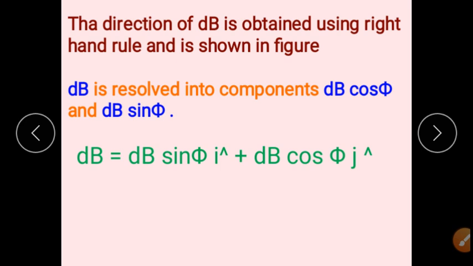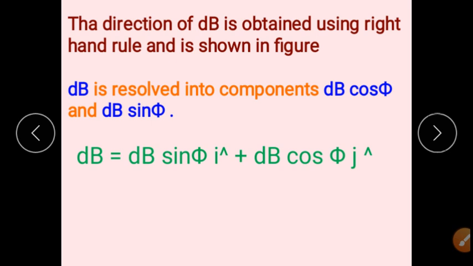We have seen the direction and we have explained everything there. dB is resolved into two components, dB cos phi and dB sin phi. Therefore, we can write dB is equal to dB sin phi i cap plus dB cos phi j cap. You see the figure, the sin phi component is along the x direction and the cos phi component is along the y direction. Since dB is a vector, we have to mention the direction of each component here.